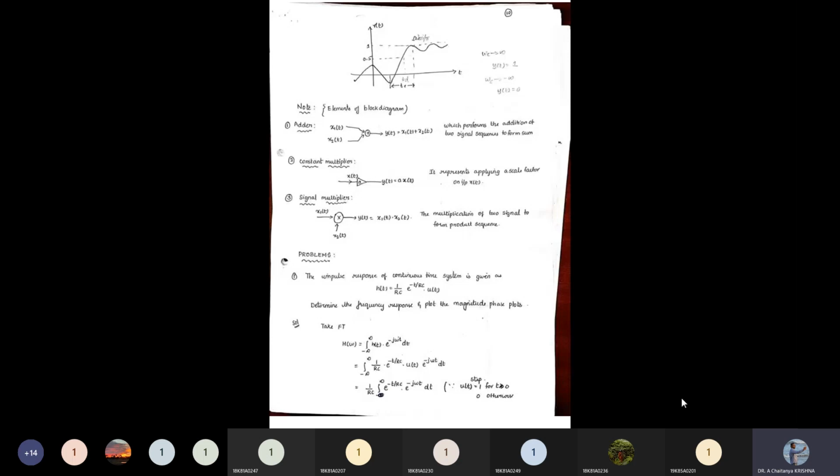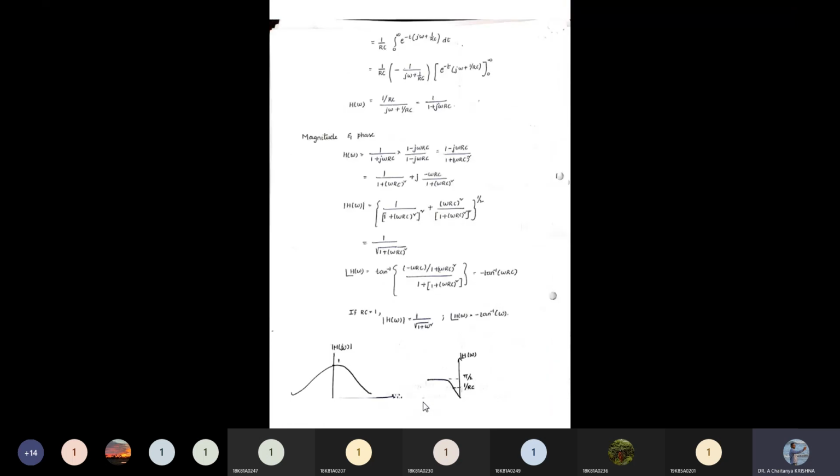The unit step function is 1 for t greater than or equal to 0, otherwise 0, which means only 0 to infinity is possible. 1 by RC is common, so we write 1 by RC outside. e to power of minus t by RC, e to power of minus j omega t. Taking minus t common, it is e power minus t into j omega plus 1 by RC, dt.